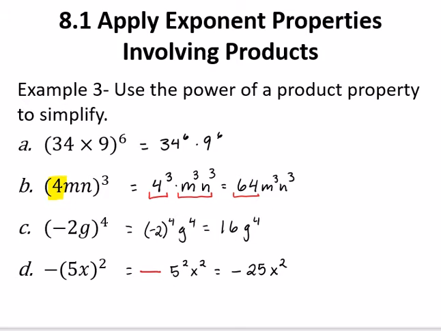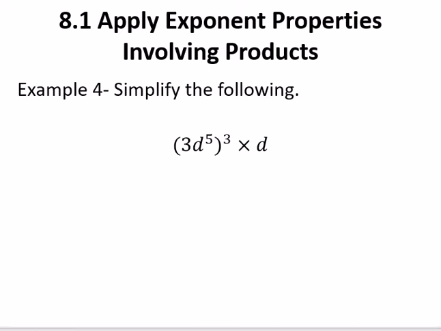And we're going to do the same thing in C here, where they take -2. I'm very careful to put that in parentheses. Parentheses always help. And I raise that to the 4th power, g to the 4th power, and -2 to the 4th power is 16. And then in this case, that negative is not in parentheses, so it's actually read the opposite of, and then you are squaring everything else. So it is the opposite of 5 squared x squared, or the opposite of 25x squared, so -25x squared.